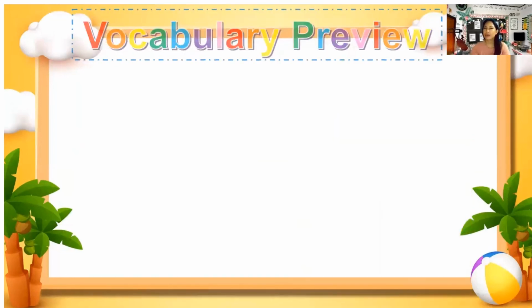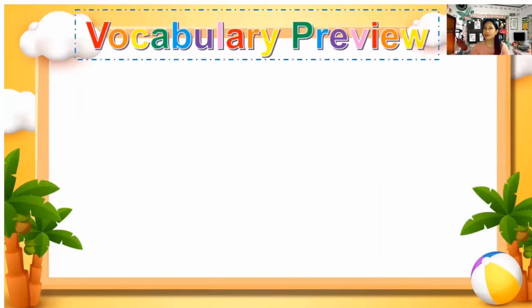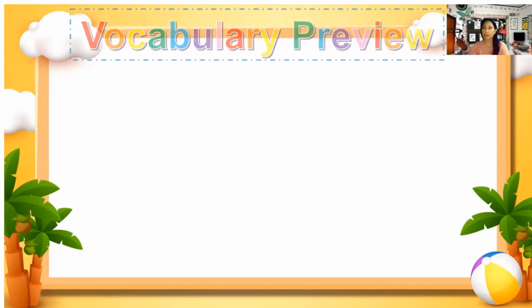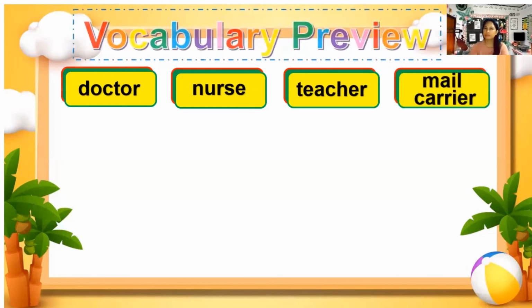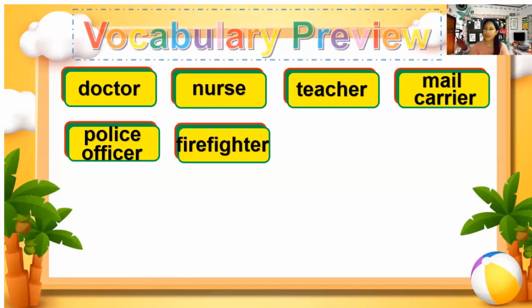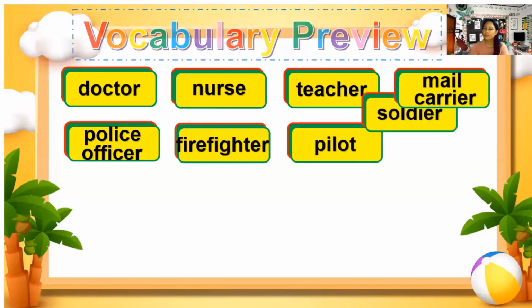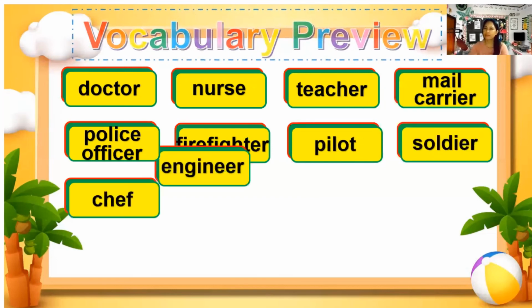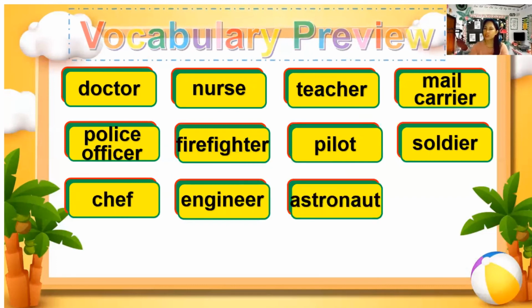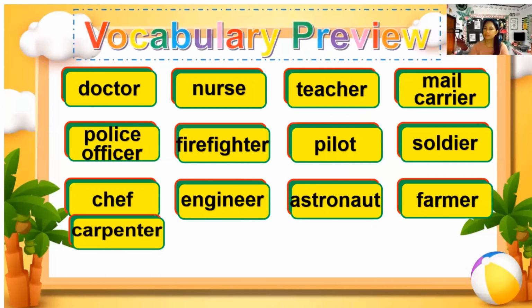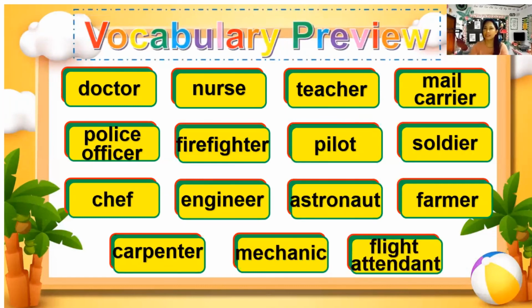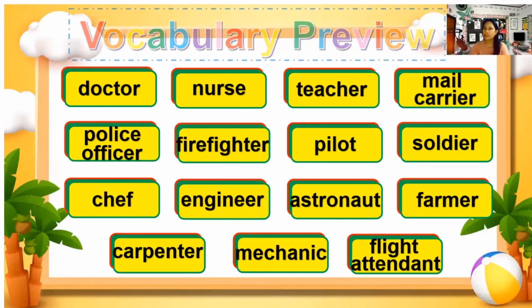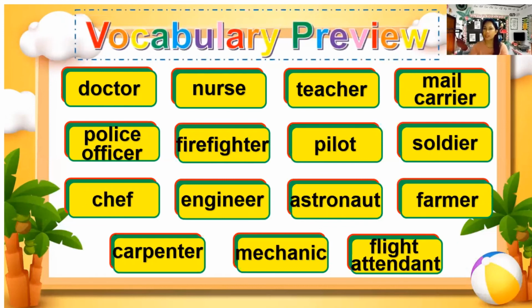Then we will review now the vocabulary that we have just learned. The different occupations. First one is nurse, mail carrier, police officer, firefighter, pilot, soldier, chef, engineer, astronaut, farmer, carpenter, mechanic, and flight attendant. Okay, these were some of the many occupations that we know. There are a lot, but these are just some of them.